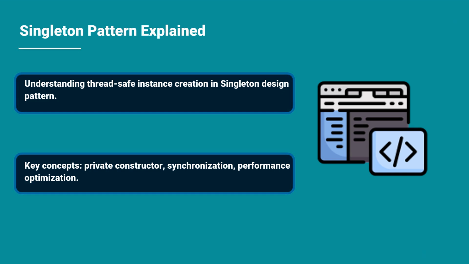Once inside the synchronized block, we check again if the instance is null. This second check is crucial because even if one thread has passed the first check, another thread could have already created the instance once it entered the synchronized block. If it's still null, we create a new instance of the singleton class. This two-step process ensures that we only incur the performance cost of synchronization if the instance is actually created, as subsequent calls to getInstance will immediately return the already created instance without synchronization overhead.